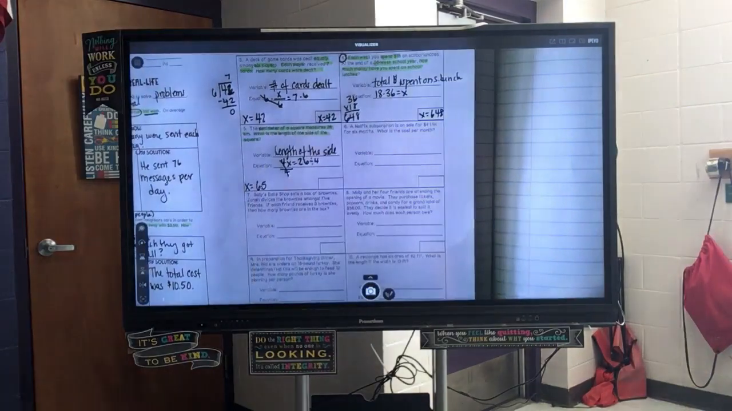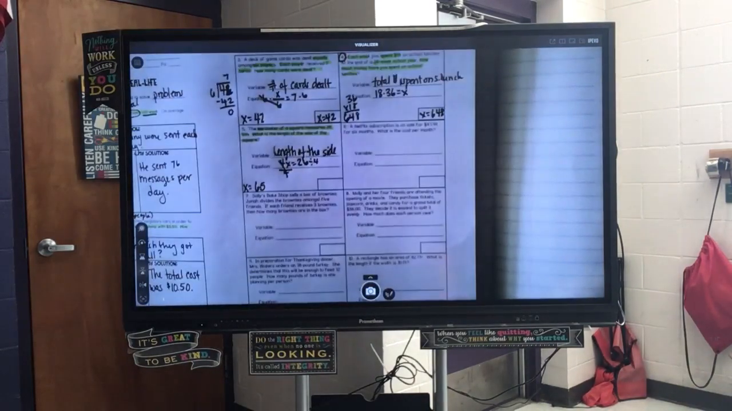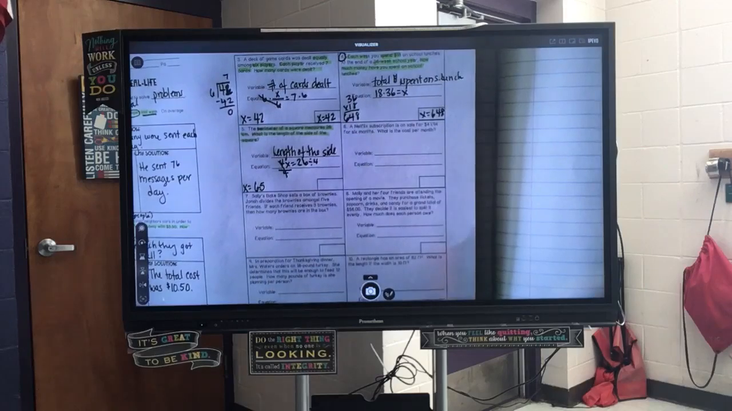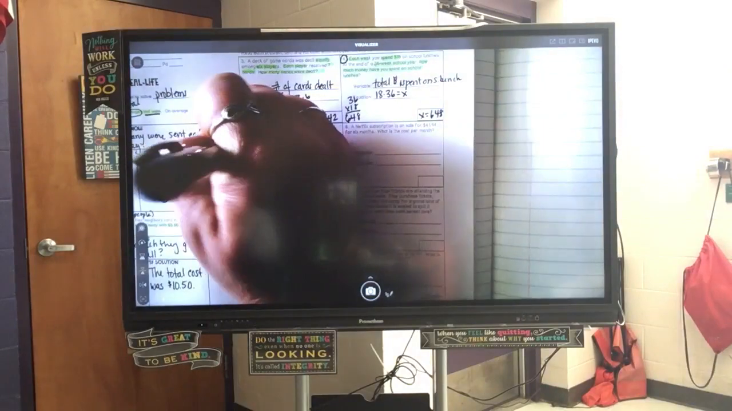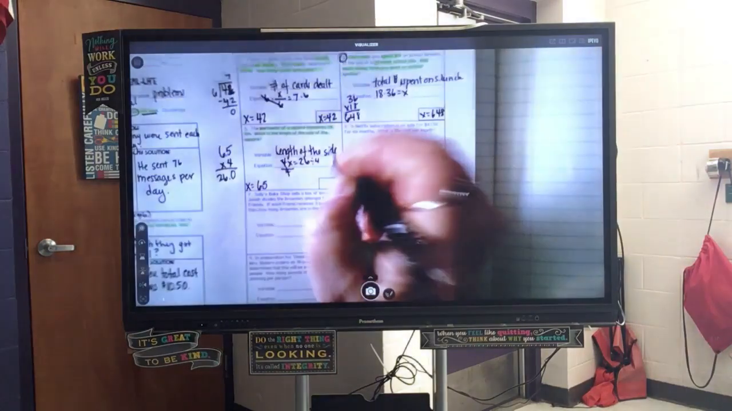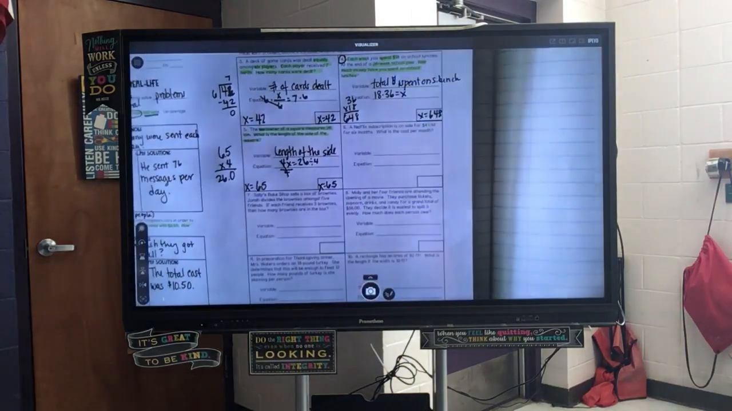How do I know to check to make sure that this is correct? What do I have to do, guys? William, what do I have to do with 6.5? Multiply by 4. So I'm going to do 6.5 times 4, and that's going to give me 26. So x equals 6.5.